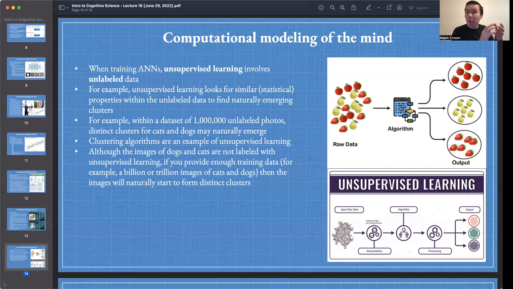Even oranges are not all perfectly the same color and shape, and bananas also differ in their shape and color. But over many, many instances, like 1,000,000,000, we can start to cluster them into groups, even without a label. So clustering algorithms are an example of unsupervised learning. Although the images of dogs and cats are not labeled with unsupervised learning, if you provide enough training data, for example, 1,000,000,000 images of cats and dogs, then the images will naturally start to form distinct clusters.